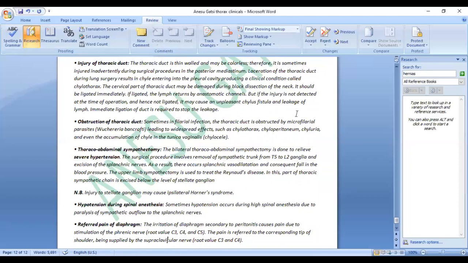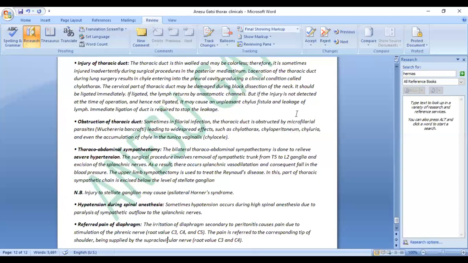Then upper limb sympathectomy is used to treat Raynaud syndrome. Remember, in Raynaud syndrome, you have spasms of the arteries, so you may have sympathectomy for the upper limb to relieve these symptoms. But remember that if you injure the stellate ganglion, you're more likely to have an ipsilateral Horner syndrome. In Horner syndrome, you may have partial drooping of the upper eyelid, or you may have anhidrosis on the affected side. Then during high spinal anesthesia, you may also have hypotension due to paralysis of the sympathetic outflow of the splanchnic nerves.